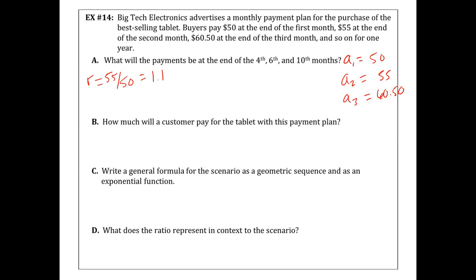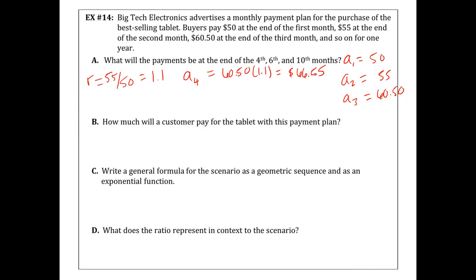All right. From there, can I create my rule? Yes, but we're not asking for the rule. That's for what's your 4th, 5th, and 10th term. What's my 4th? And how did you get that? Exactly. So to find A4, we would do 60 and 50 cents times 1 1/10, and we get $66.55.